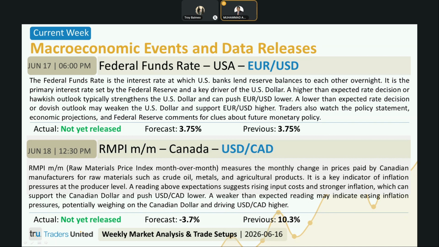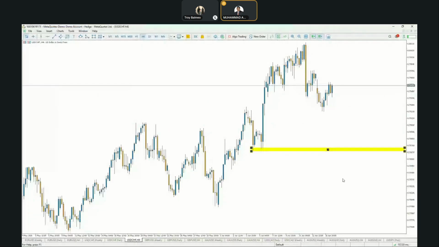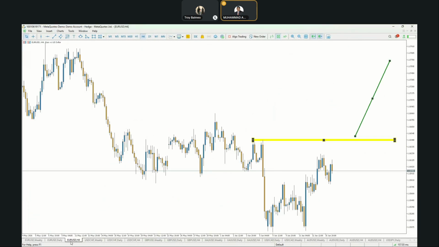Even if the rate remains unchanged, volatility can be high due to the policy statement and press conference. The technical and sentiment considerations: Euro USD may experience sharp volatility during and after the announcement. If we go over to the price chart of the Euro dollar currency pair on the 4-hour time frame, you can see that right now it looks kind of bearish to me.